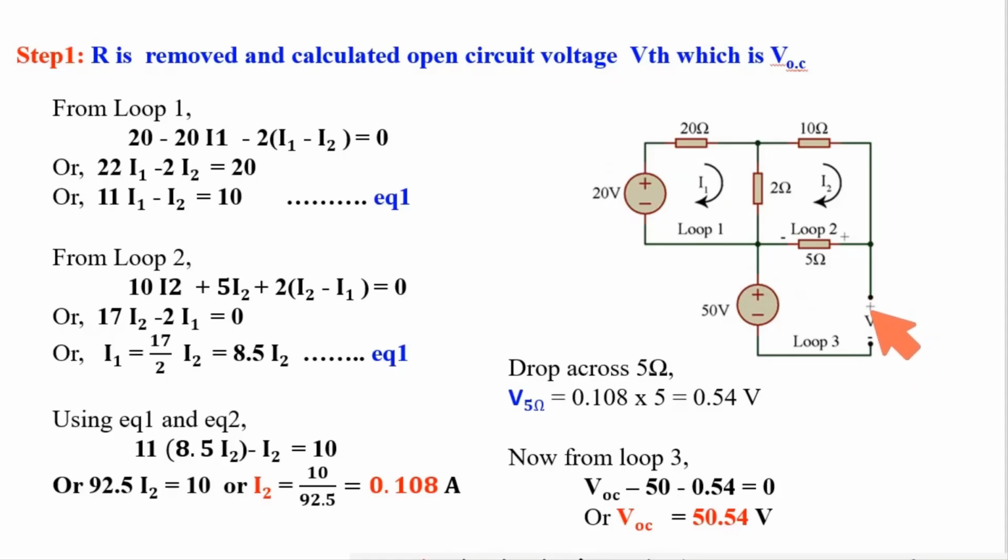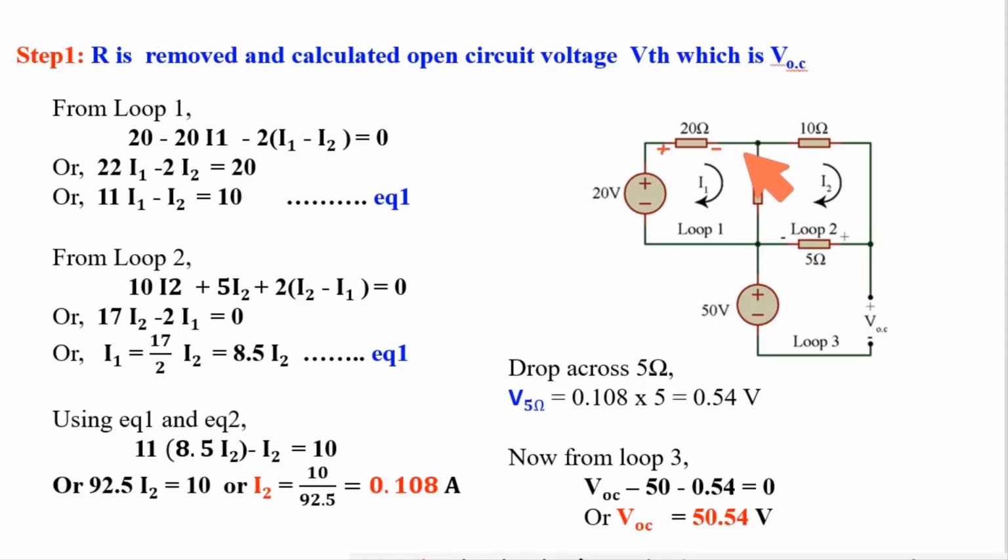To find VOC, ultimately I shall use this loop. The summation of this source, the potential drop across this 5 and this VOC will be equal to 0. Now to get the voltage across this 5 ohm, I need to find the current through this 5 ohm resistance. To calculate the current through this 5 ohm resistance, I am using this loop and this loop. Say current through this loop in this direction is I1, current through this loop in this direction is I2. Now from the first loop, I1 current is flowing through this 20 ohm resistance. So this is positive, this is negative.